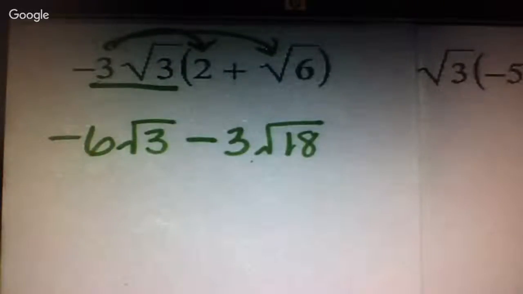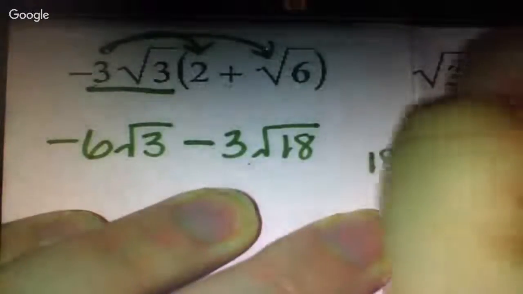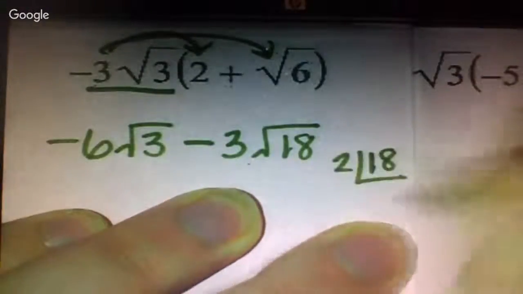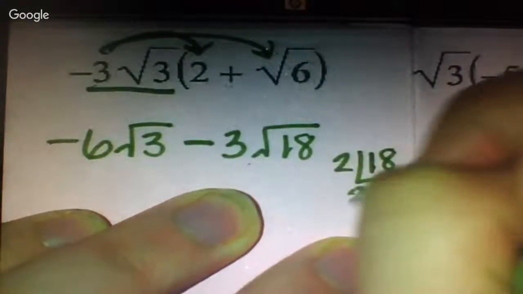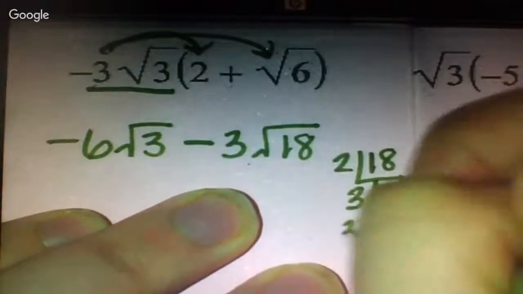Okay, can this one on the left be simplified? No. But Travaria says I can take 18 and break it down, so let's do it. Break it down. 18, 2 and 9, 3 and 3, 3 and 1.